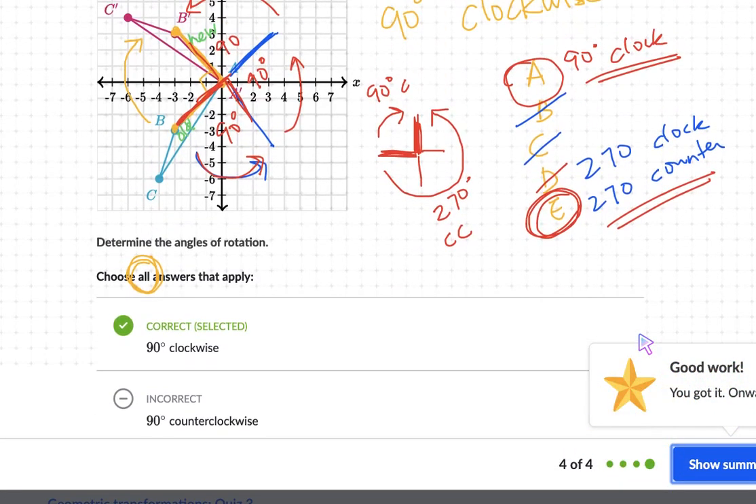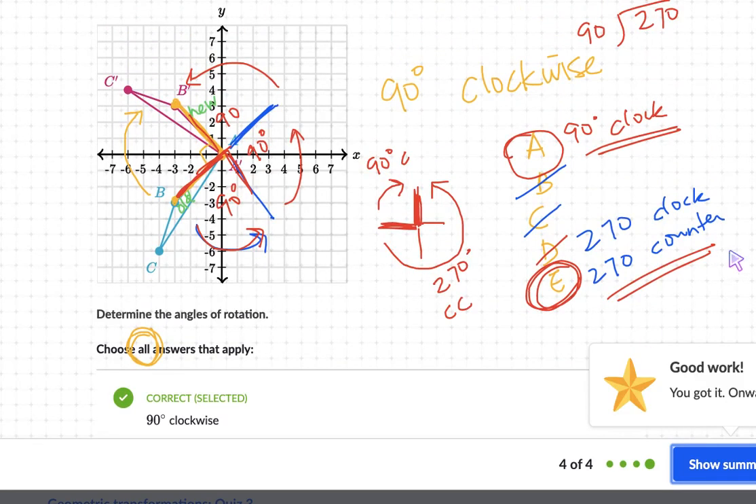Okay, so that's the only thing you have to be careful about in these problems, is that sometimes there will be more than one answer, and so drawing this out with your L's will help you out.